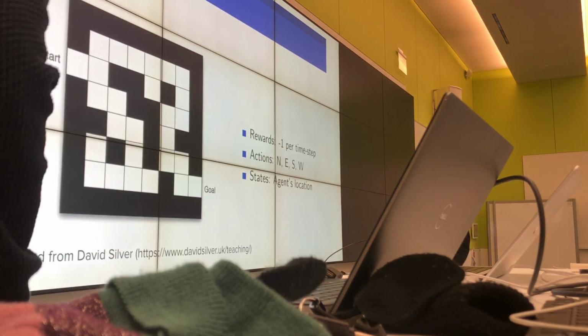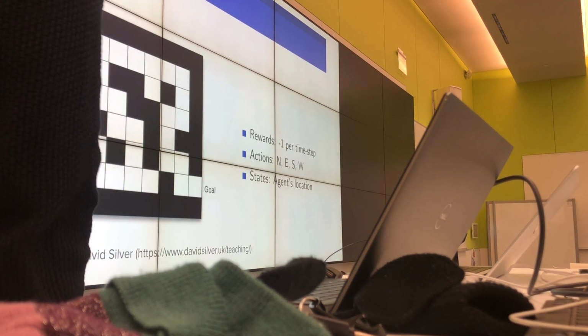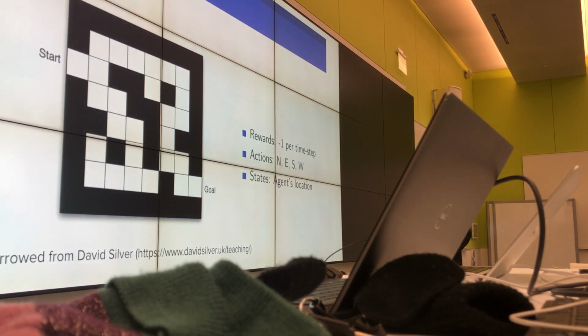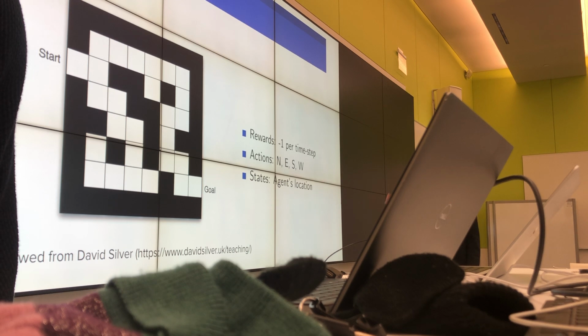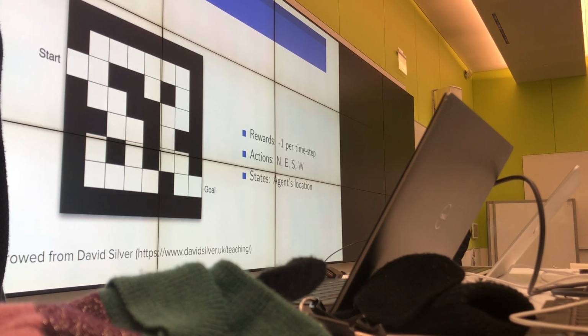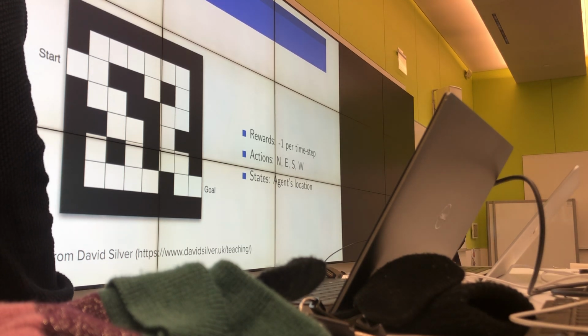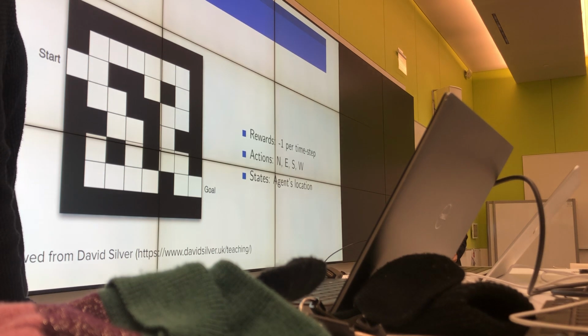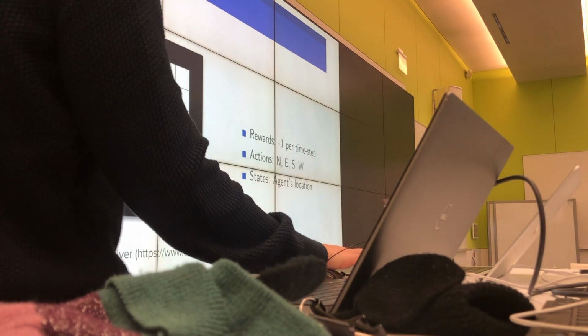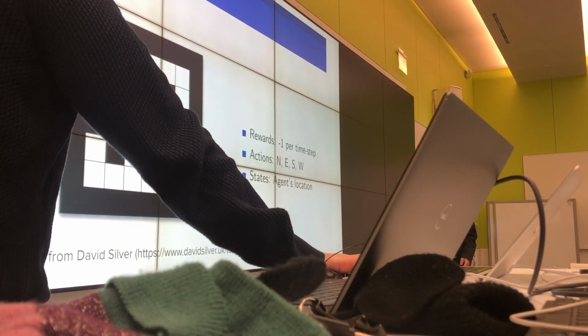So to give a quick, simplified, toy example of what an RL problem typically looks like: here we have a maze where you want to go from this start state to this end state, and we're going to try to get the agent to get to the goal as soon as possible. So at each time step, we're going to give it -1 reward. So to get the maximum reward here, it's going to try to get to the goal as soon as possible. The actions it can take are up, down, left, right, and the state is where it is.